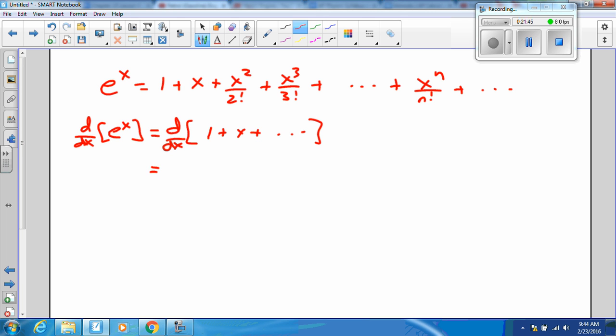And let's go term at a time. The derivative of 1 is 0. The derivative of x is 1. The derivative of x squared over 2 is x. The derivative of x cubed over 3 factorial is 3x squared over 3 factorial. You got it. The derivative of x to the n over n factorial is x to the n minus 1 over n minus 1 factorial, which is just another way of relabeling that series. And lo and behold, the derivative of e to the x is itself.